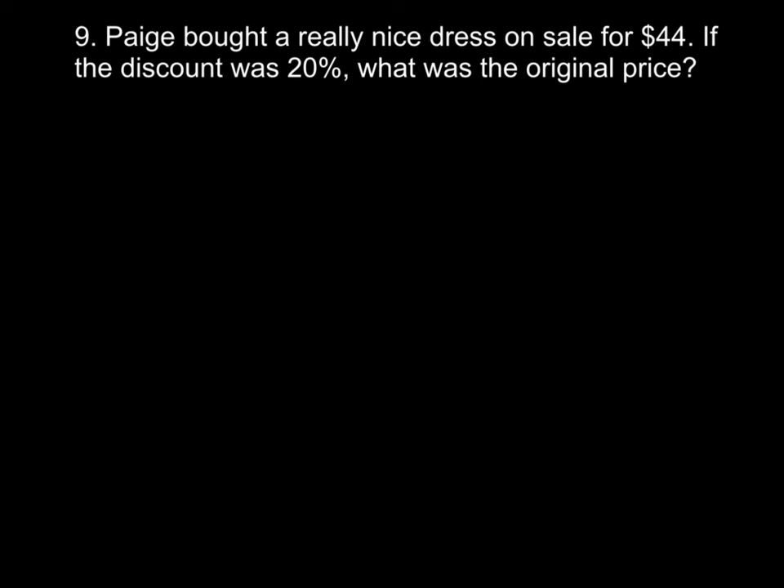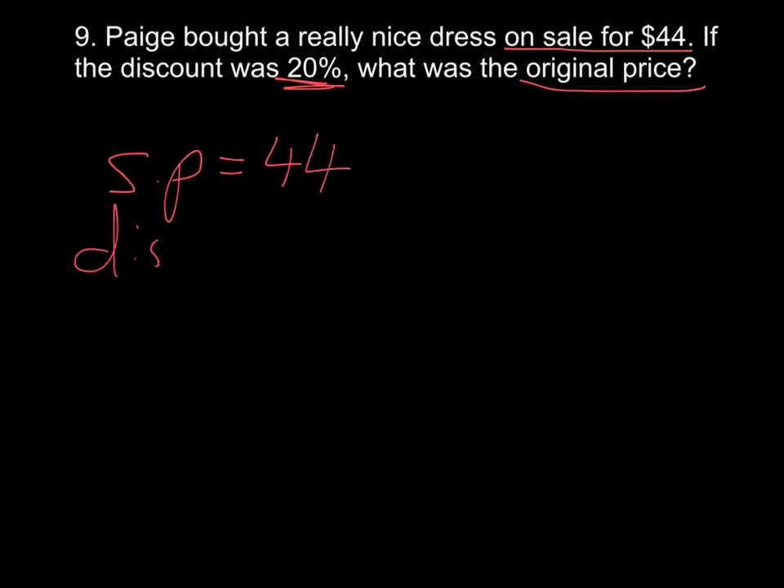Question 9 is one of the backwards ones. Paige bought a really nice dress on sale for $44. If the discount was 20%, what was the original price? So we know the sale price is $44. We know the percent discount is 20%. What we want to know is the original price.